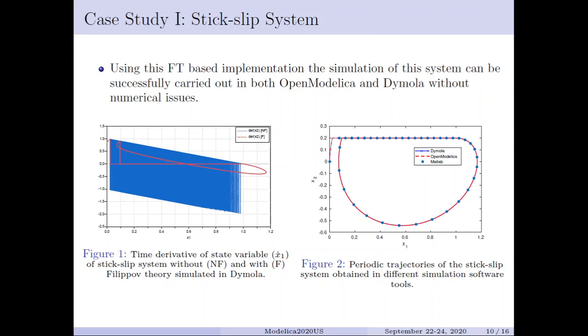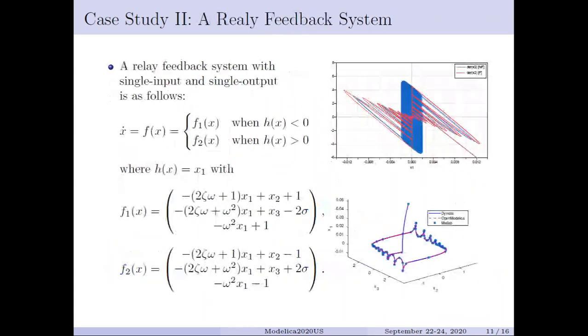The second case study considers a relay feedback system. The vector fields F1 and F2 are given by this, and the switching surface is given by this equation. Following a similar procedure, we implemented this example. And we also consider with and without Filippov formalism.